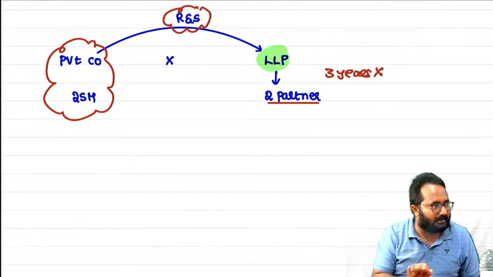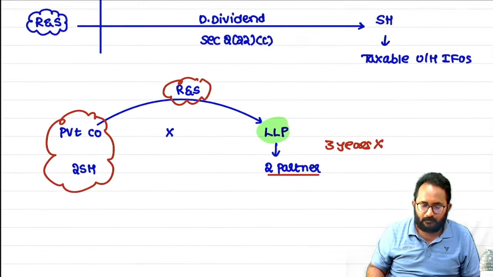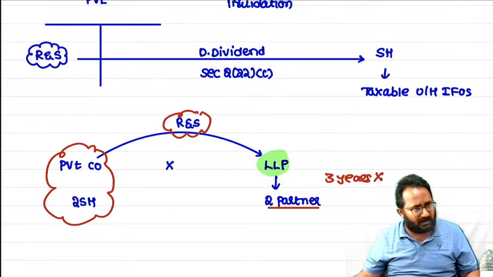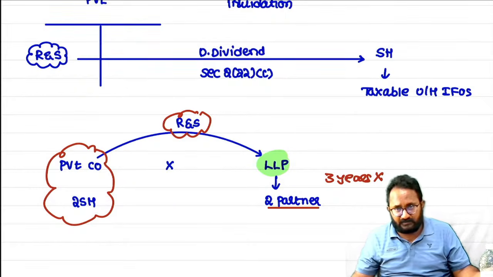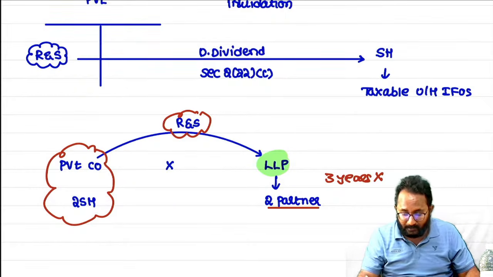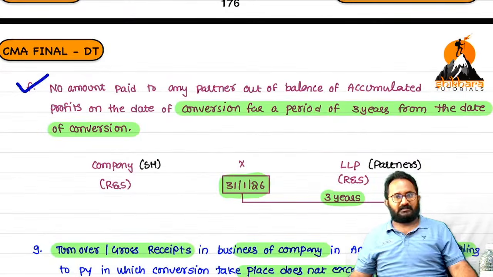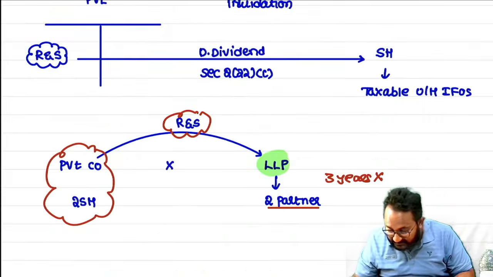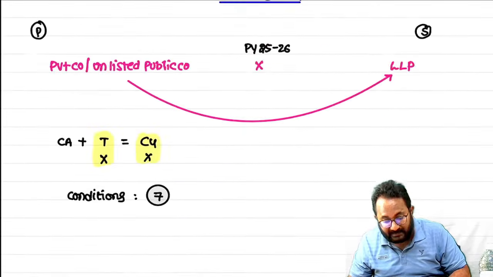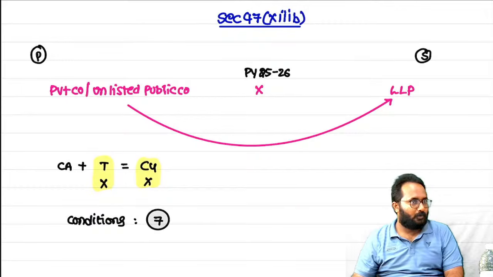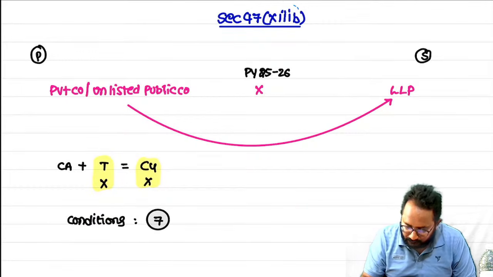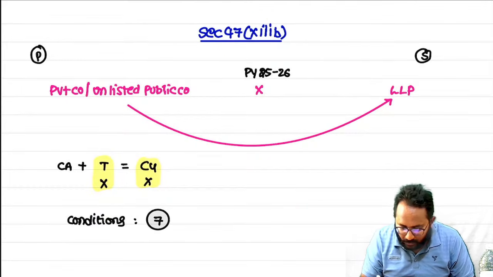Understood the logic why they are putting this restriction? After 3 years, you can transfer, you can apportion. If any reserves and surplus is there, then you can distribute to the partners. But after conversion, how many years is the lock-in period? 3 years. If all the conditions are satisfied, who gets the capital gain exemption? Yes, the transferor.